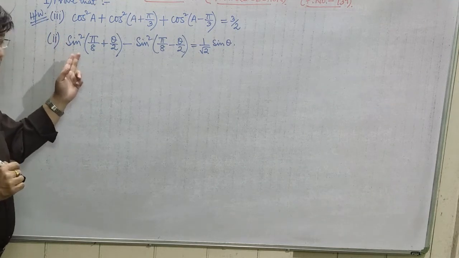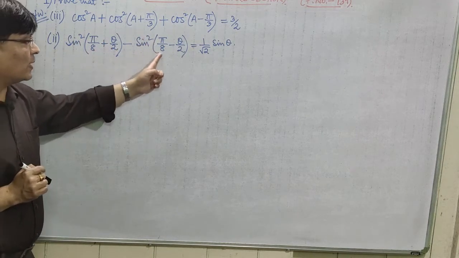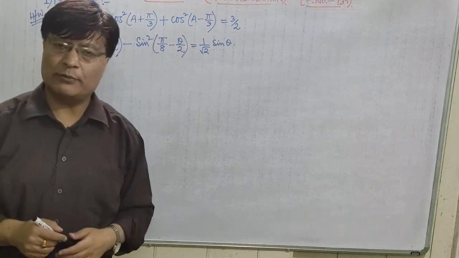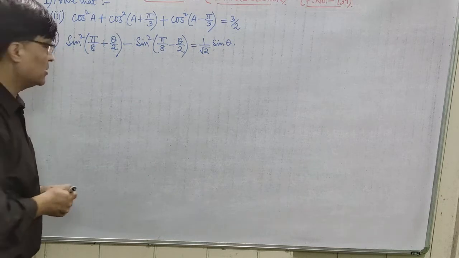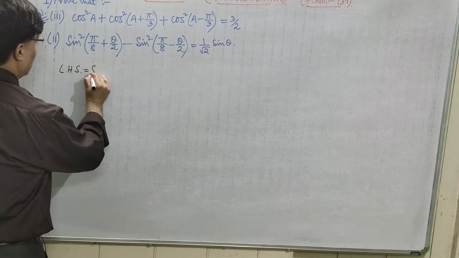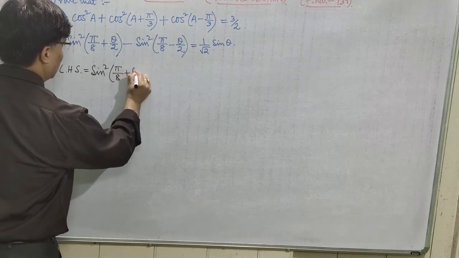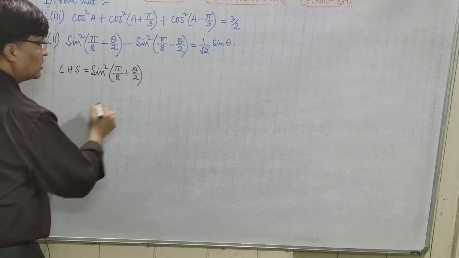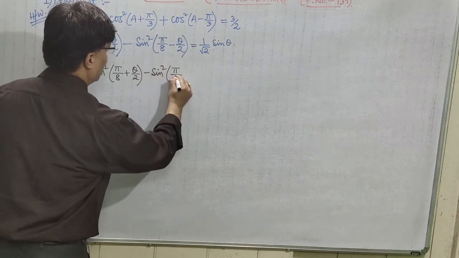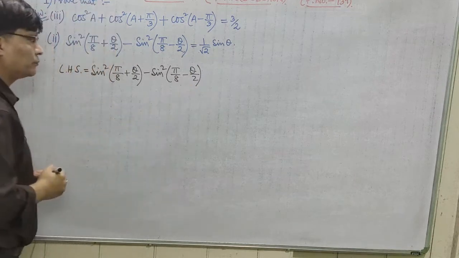So let us prove that sine square (pi by 8 plus theta by 2) minus sine square (pi by 8 minus theta by 2) is equal to 1 by root 2 sine theta. That means you have to prove LHS is equal to RHS. So let us write down left hand side now. So here LHS is equal to sine square (pi by 8 plus theta by 2) minus sine square (pi by 8 minus theta by 2).